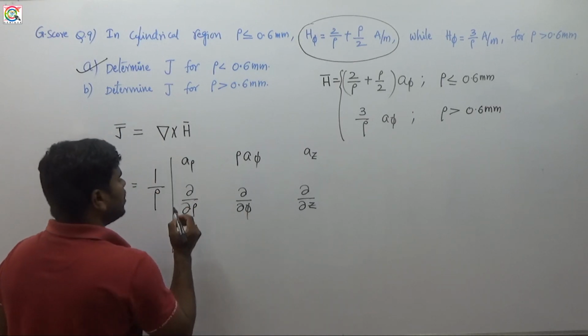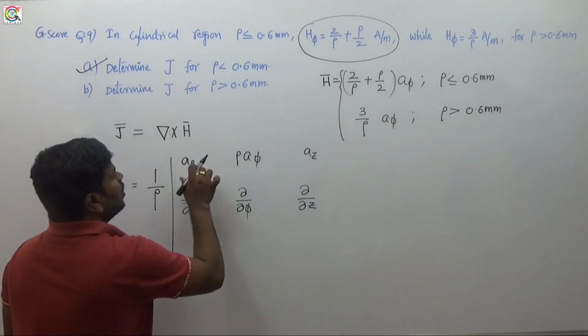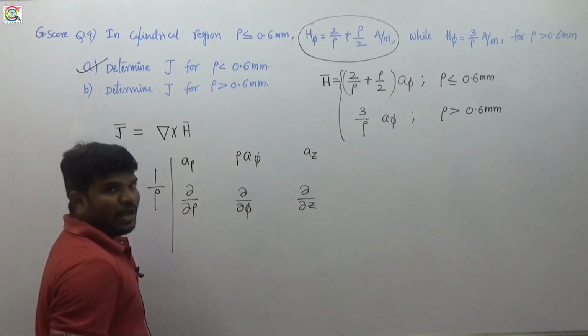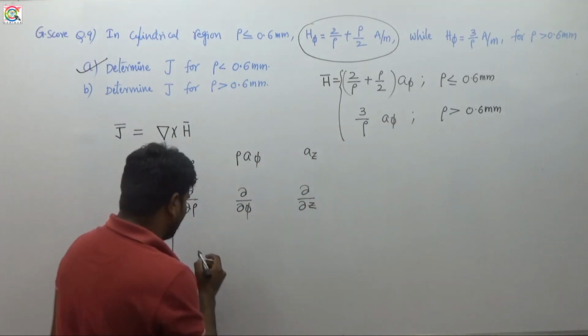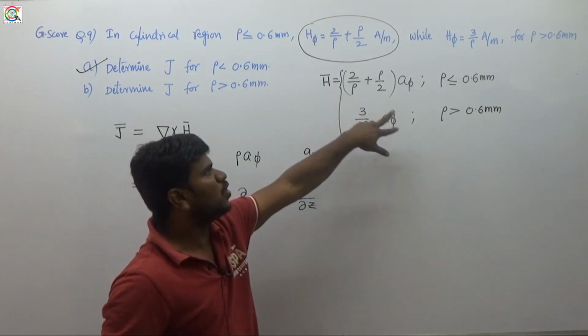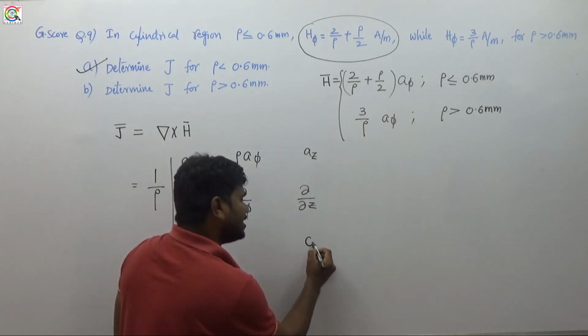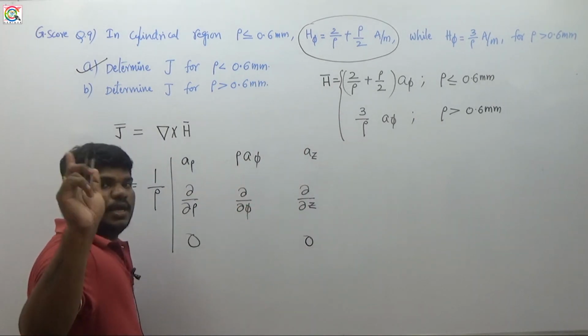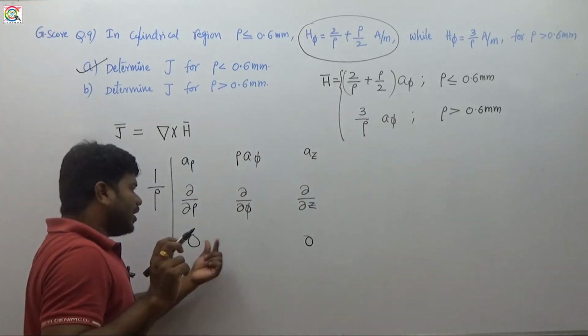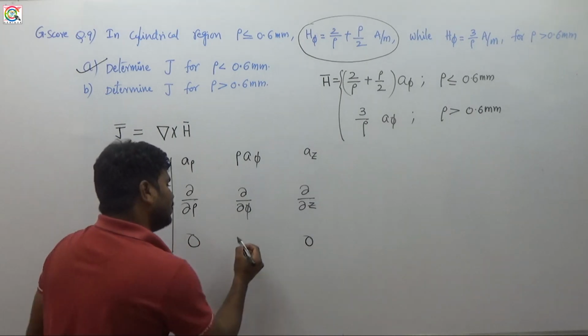So here H1 is 1 into A rho component, which means the H rho component is 0 here. So it is 0. There is no H rho component and there is no Z component also. Only the H phi component is present. So here the scaling factor I have to write is H2.